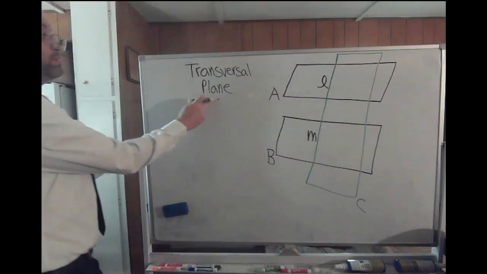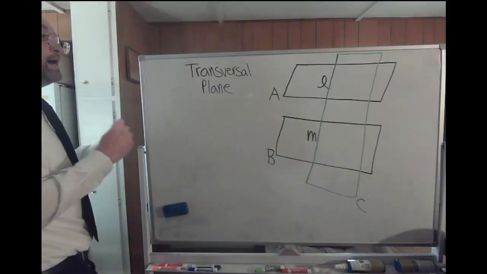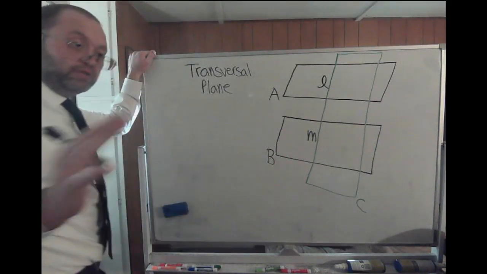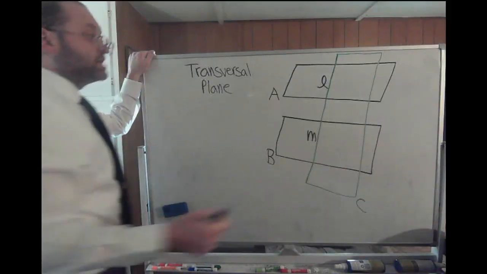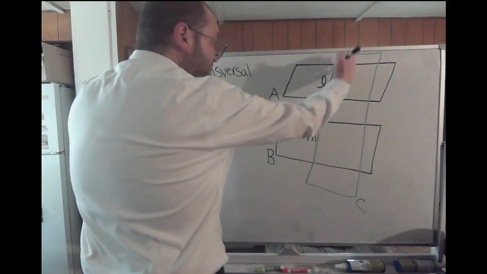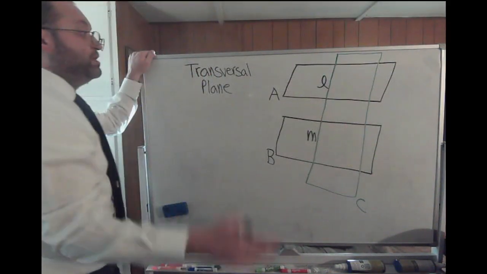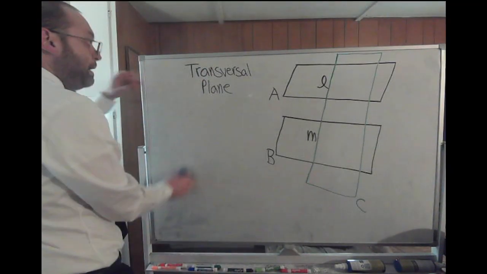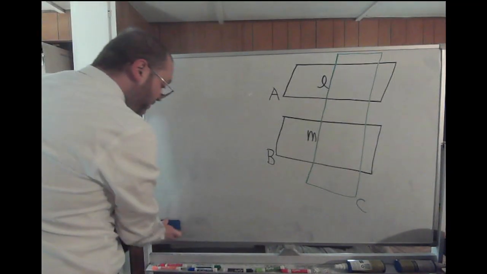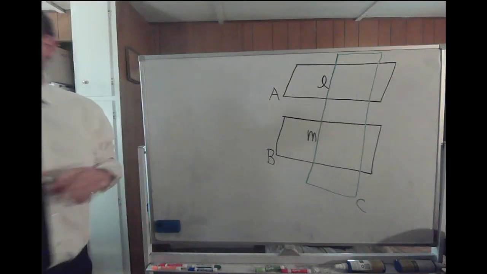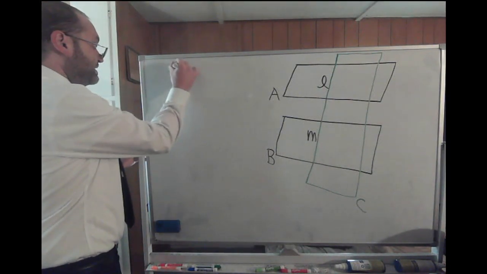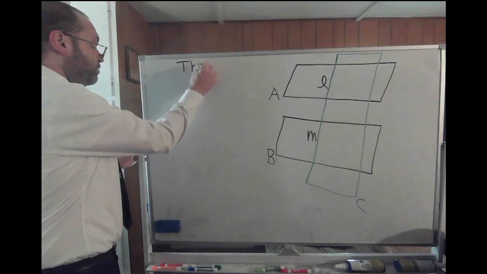I wrote the term here, transversal plane. Again, that's if you have two or more parallel planes, meaning they never intersect, but then you have another plane that intersects all of them. That's a transversal plane. Okay? And I'm going to write down a theorem here. We're about to write down a theorem. The only one we're going to get today.